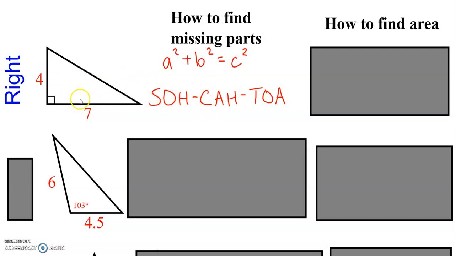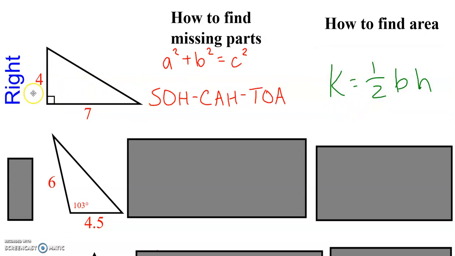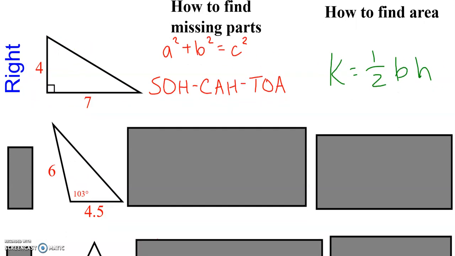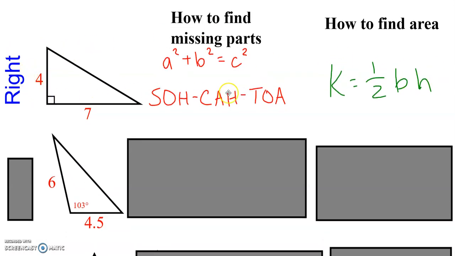To find the area of this triangle, this is an old formula that you learned many, many years ago. You do 1/2 base times height, because in a right triangle, one of these legs is the base and the other one's the height. So that's just some review of previous stuff that you still need to know and you might use sometimes.